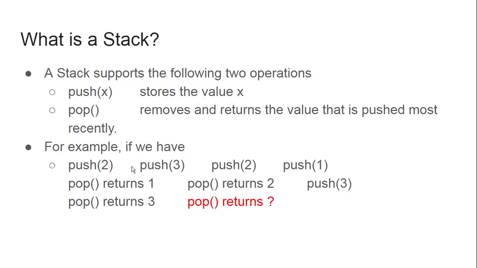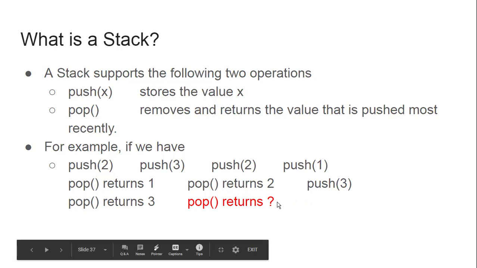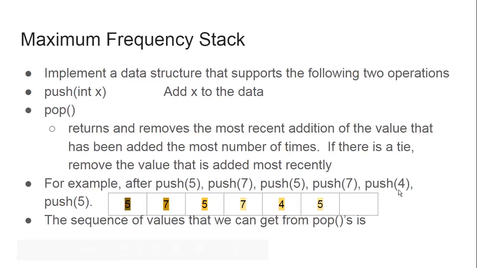For example, if we have this sequence of operations, push 2, push 3, push 2, push 1, then the first pop operation will return 1, because that's the last added element. The next pop operation will return 2, because the last pop got rid of the 1, so 2 becomes the most recently added element. After this pop, the stack just has 2 and 3. Now if we have another push 3, that 3 is added to the end, so the stack becomes 2, 3, 3. The next pop will return the last 3. You should be able to tell what the next pop returns. The answer is 3. And at this point, the stack contains a single item, just 2. So that is a stack.